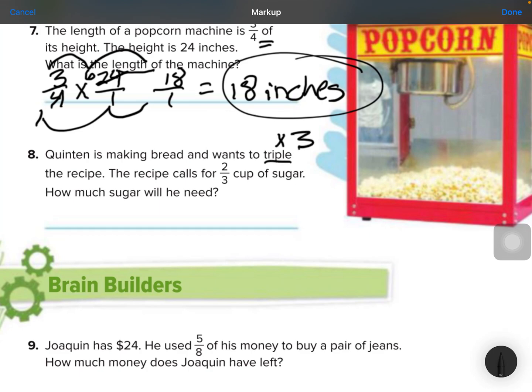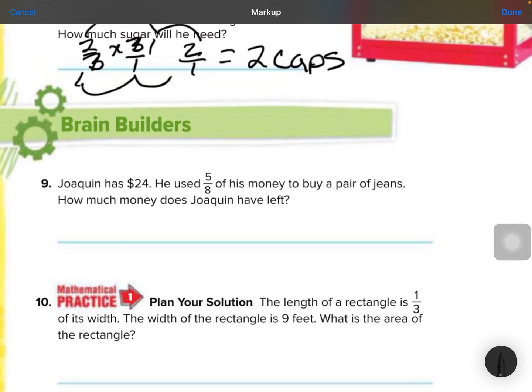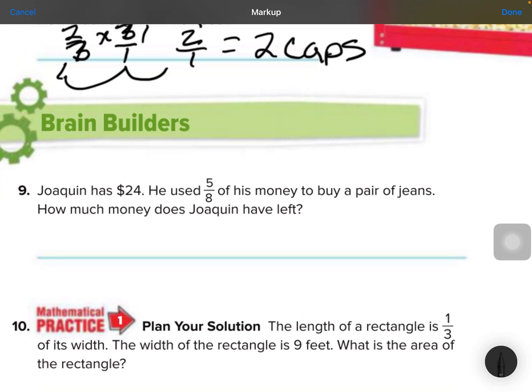Number 8, Quentin is making bread and wants to triple the recipe. That means times by 3. The recipe calls for 2/3 of a cup of sugar. How much sugar will he need? 2/3 times 3 over 1. Ooh, look, we can simplify right there. 2 times 1 is 2. 1 times 1 is 1. So he'll need 2 cups.